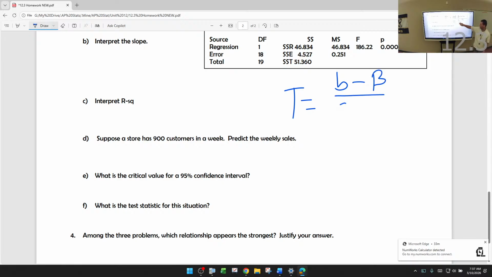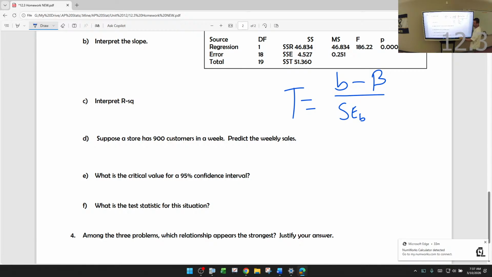Over the standard error, or the standard deviation of the sampling distribution of the statistic. It's written in words on your formula sheet. You've got to turn it into variables. So you know what this B is because it comes from up there. This beta is what H0 is, and typically we think there is no correlation, so the slope is 0. And then that is from right here.